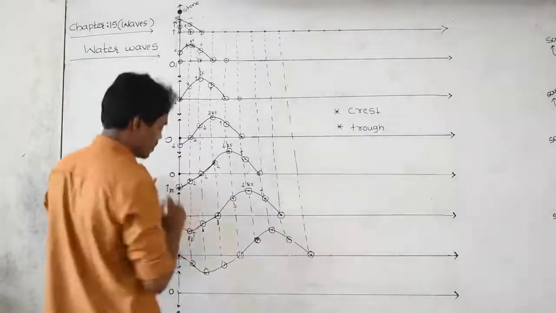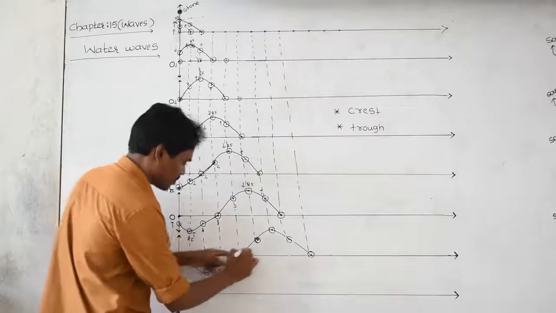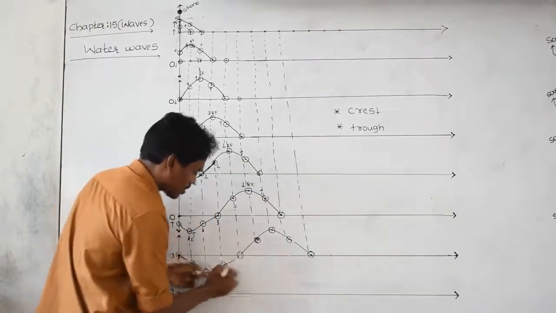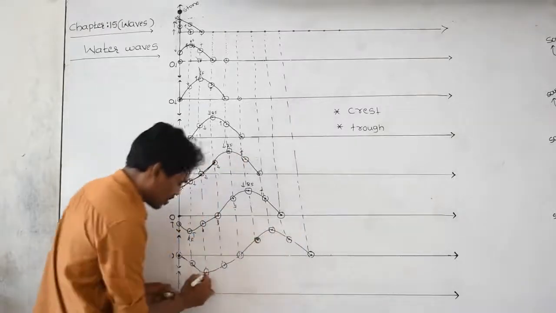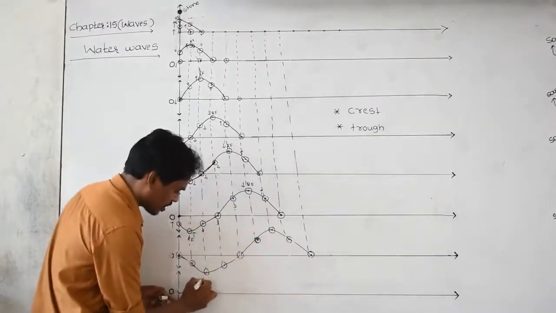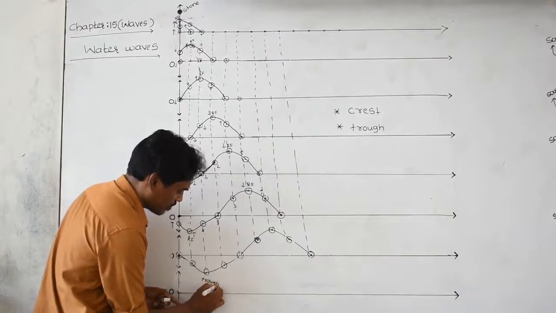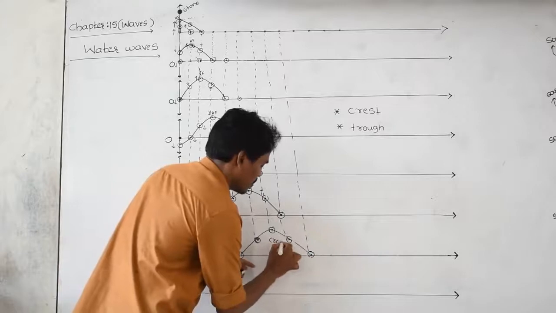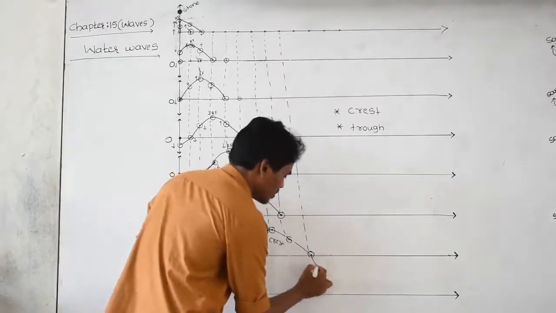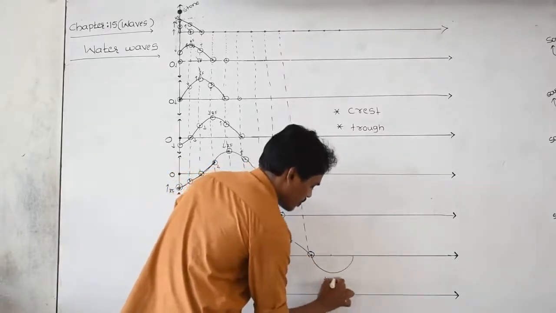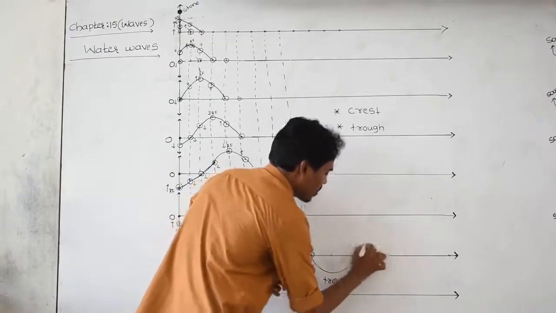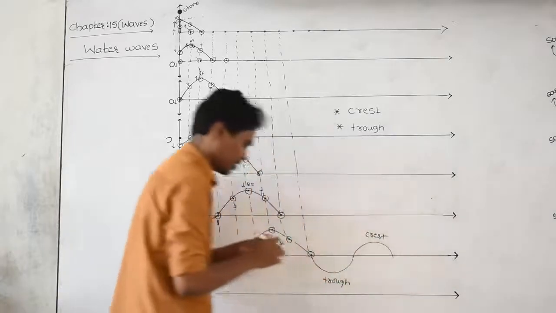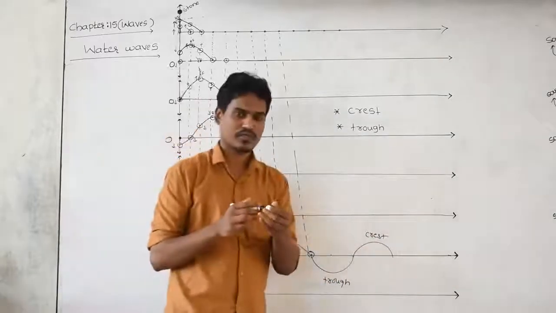What is a crest? See here, this is a crest, and this is a trough. This is a crest, this is a trough. This is a trough, and this one is a crest. And again next, this is a trough, and the next part of the wave, this is a crest. This is which medium? Water medium.